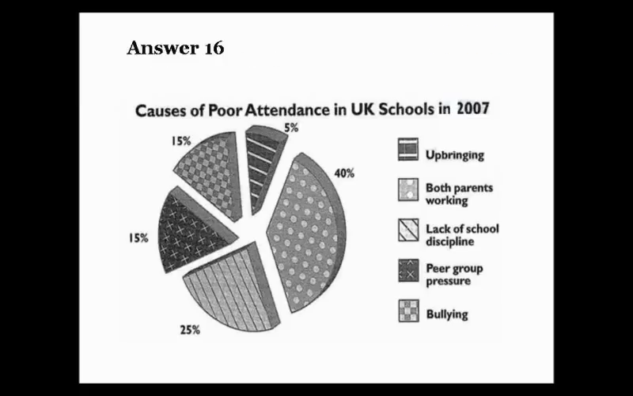The pie chart gives information about the causes of poor attendance in UK school in 2007. According to the graph, to begin with, we can see the categories in comparison, which are upbringing, both parents working, lack of school discipline, peer group pressure, and bullying.